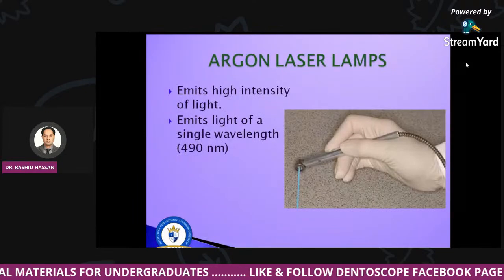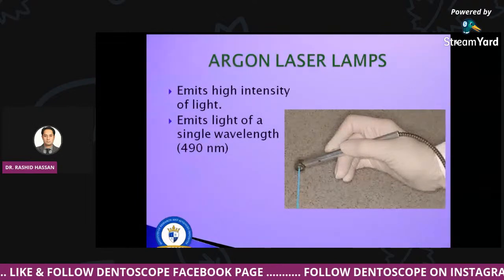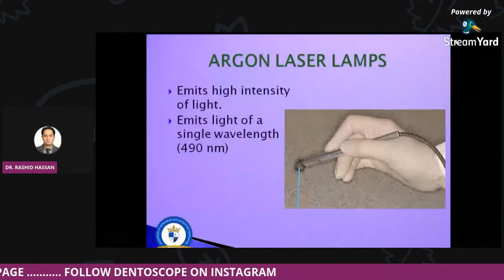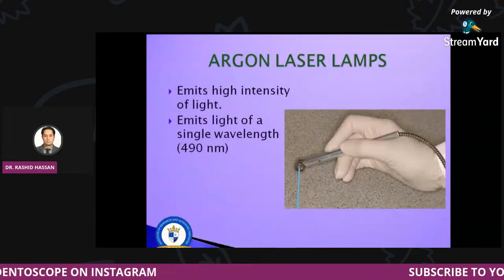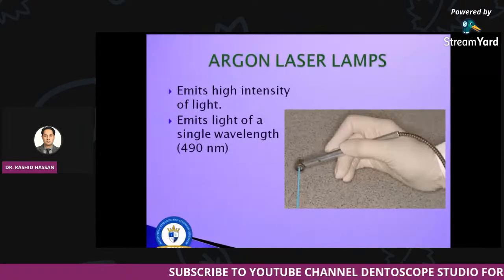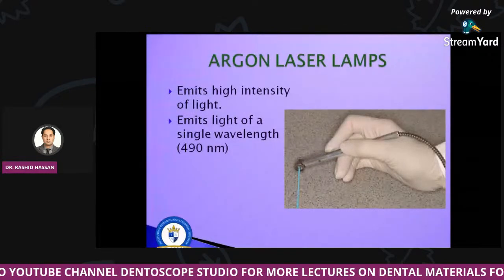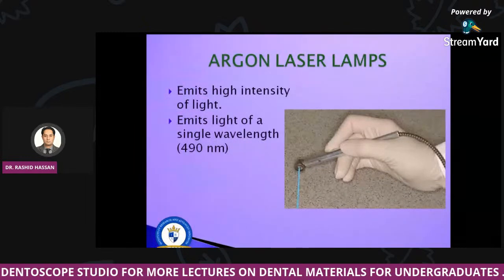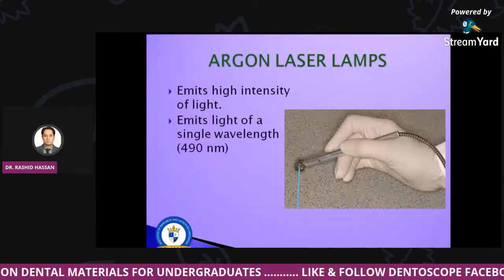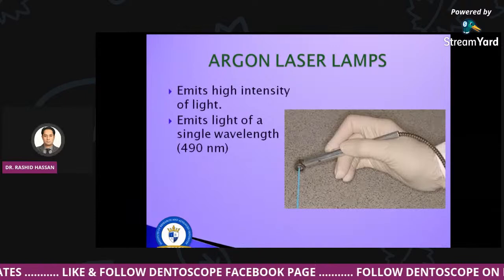Then argon laser lamps are very expensive because not everyone can afford these laser lamps, and it also increases the cost of the restoration. It emits a high intensity of light, much higher than what is required for the camphor quinone. It emits light of a single wavelength of 490 nanometers. So 490 nanometer light is quite high, because our camphor quinone gets activated at 470.